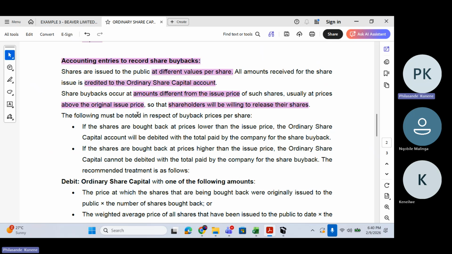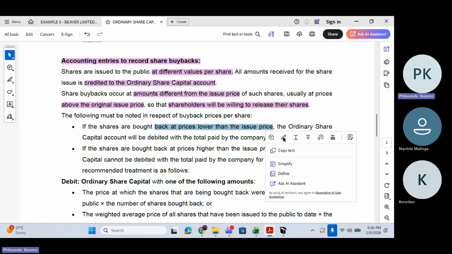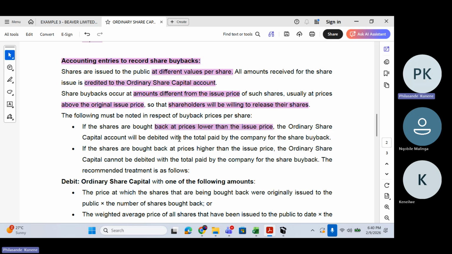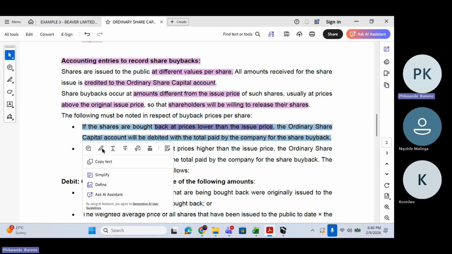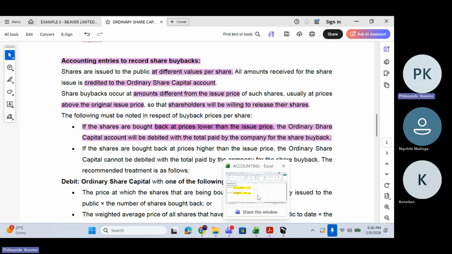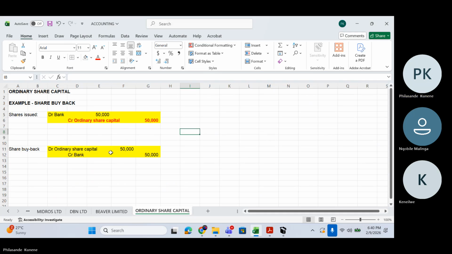Okay, the following must be noted in respect of buyback prices per share. If shares are bought back at a price lower than the issue price, the ordinary share capital account will be debited with the total paid by the company for the share buyback. You see, if we just buy the shares at a price less than 50,000, we're just going to have this general entry. Let's say we're buying them at 40,000 rand. I'm just going to debit ordinary share capital 40,000 and credit bank 40,000 rand.